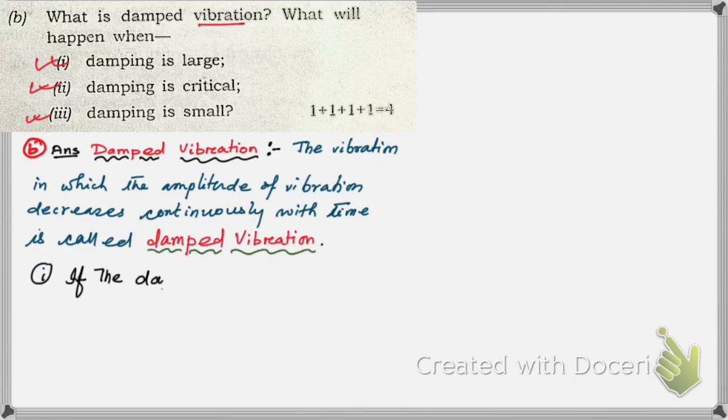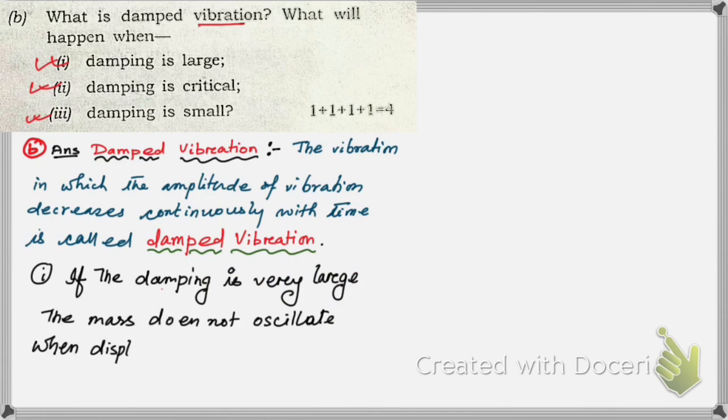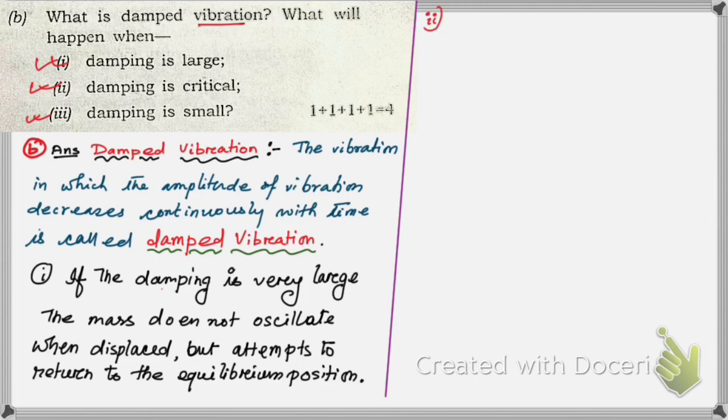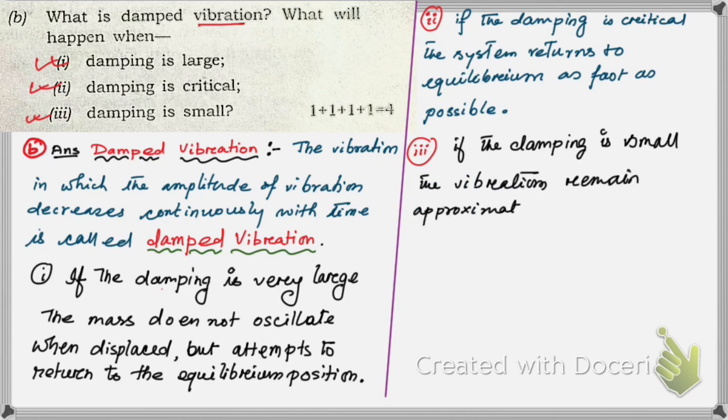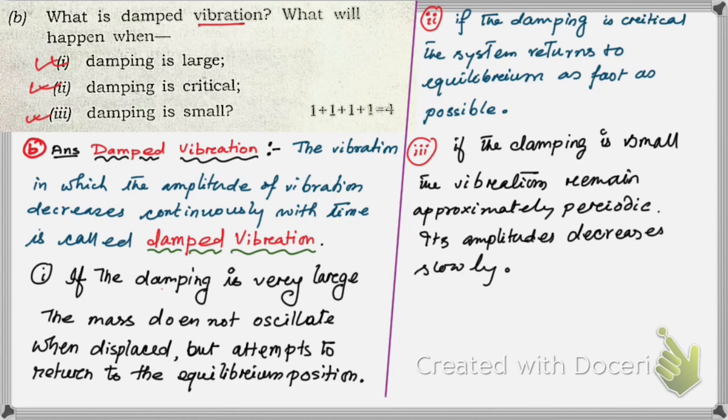And if the damping is very large, the mass does not even oscillate, and when displaced, it attempts to come to the equilibrium position, right? And what if the damping is critical? Then the system returns to equilibrium as fast as possible. And third, if the damping is very small, then the vibration remains approximately periodic. Its amplitude decreases slowly, right?